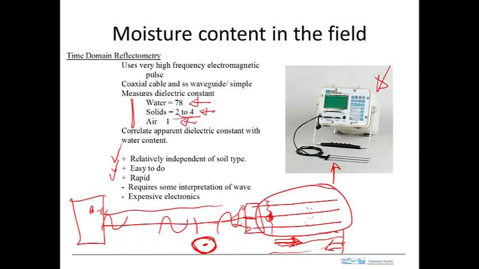The downside is that it can require some interpretation of the wave. You send this pulse down, and then when it comes back on the display, you have some wave that's displayed here. It's actually shown on that screen right there. And you have to do a little bit of interpretation. And so that requires some judgment. And I'll show you in another video how that's done. We have one of these things, and you'll need to know how to make that interpretation.